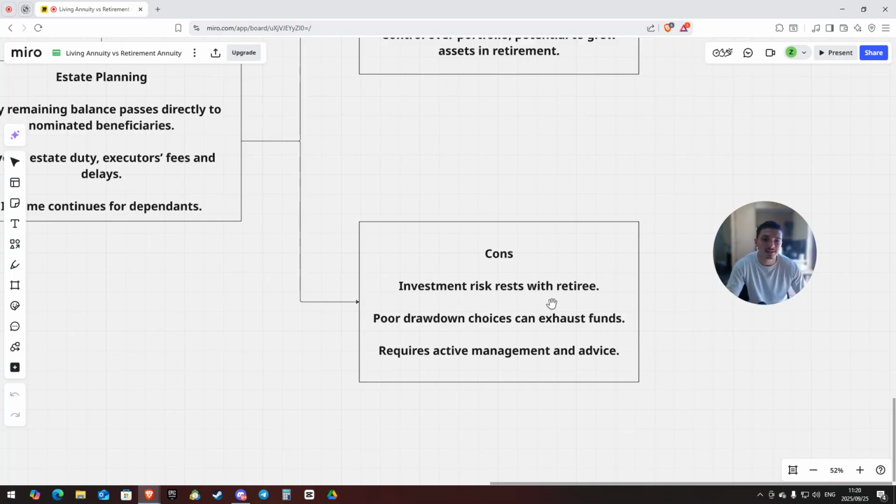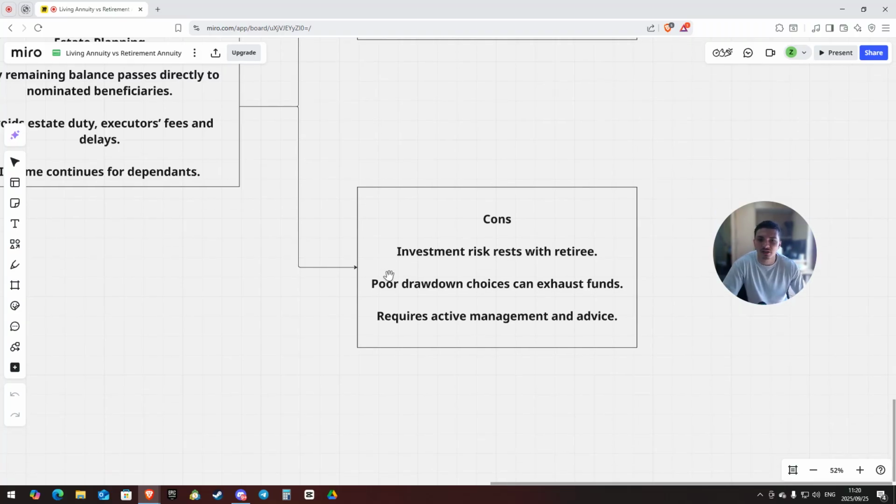Investment risk rests with the retiree. So when you retire, you are responsible for these funds. Obviously, now you can use financial planners and investment planners and advisors, but that responsibility to make that last final choice is up to you still. You can also have poor drawdown choices and can exhaust funds. And then, of course, it requires active management and advice, as we just spoke about.